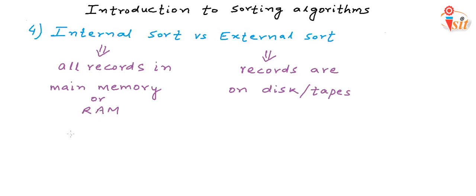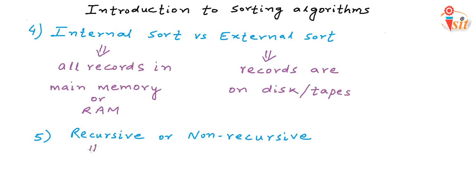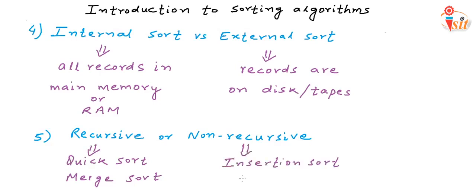There is one more parameter upon which we may classify sorting algorithms, and it is whether the algorithm is recursive or non-recursive. Some sorting algorithms like quick sort and merge sort are recursive, while others like insertion sort and selection sort are non-recursive. We will study all these properties in detail as we study these individual algorithms.